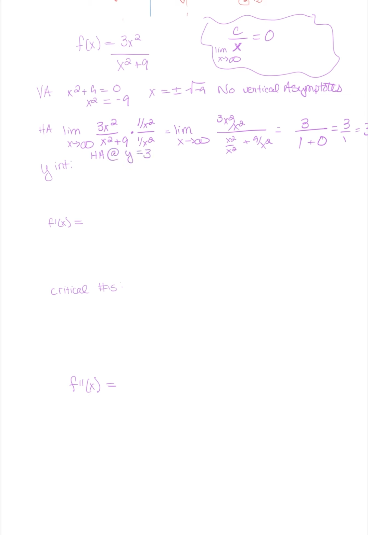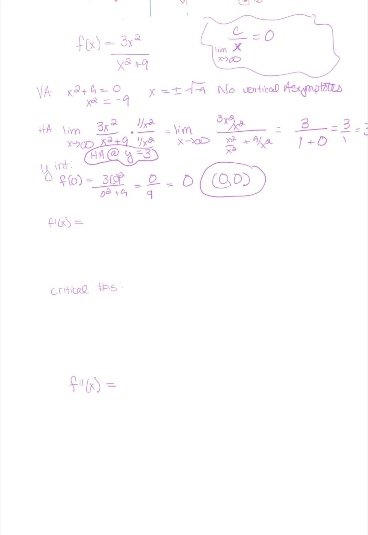Now, our vertical asymptotes are areas that we can never ever touch, but our horizontal asymptotes let us know the behavior of our y's as our x gets infinitely large, like the tail ends of our graphs, and we'll see what that looks like. Okay, so our y-intercept is when x equals 0, so we're going to say f of 0 equals 3 times 0 squared over 0 squared plus 9, which is 0 over 9, which is a defined 0. So we have a y-intercept at (0, 0).